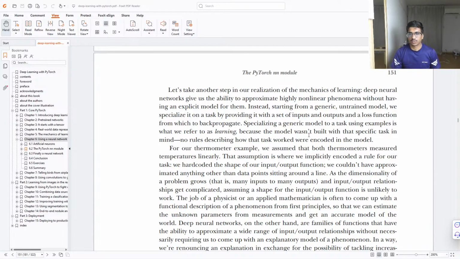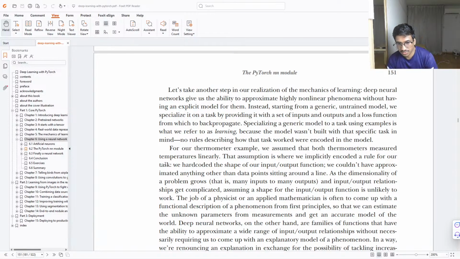The model wasn't built with a specific task in mind, so no rules describing how the task works are included in the model. For our thermometer example, we assumed that both thermometers measure temperature linearly. That assumption is where we implicitly encoded a rule for our task. We hard-coded the shape of our input-output function. We couldn't have approximated anything more complicated than data points sitting around online.